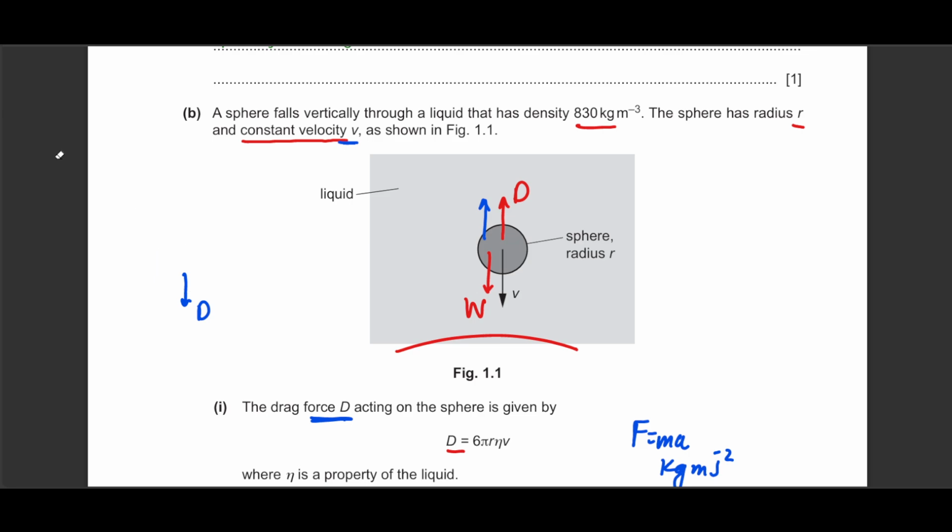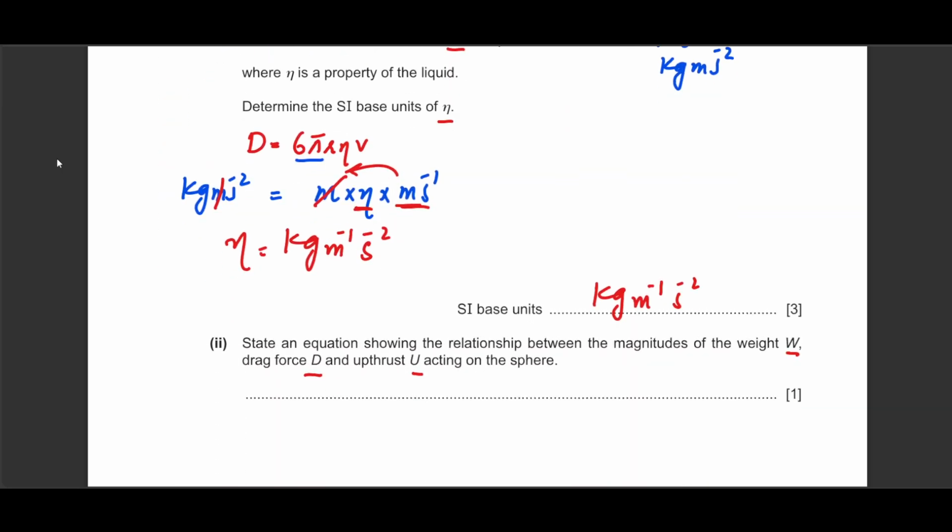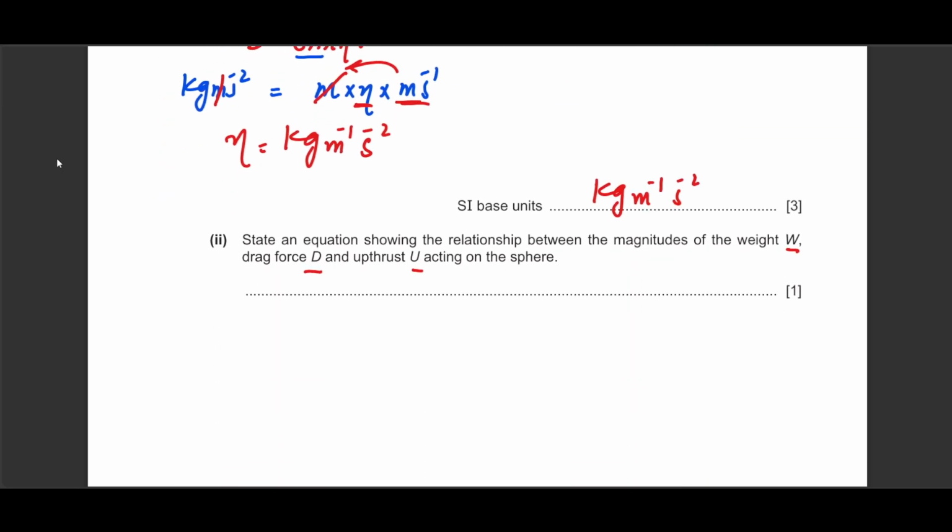Drag purely opposes motion. In this one, he says that it falls vertically downwards, which means it's going down. Drag will be upwards. This is my upthrust. If it is moving at a constant velocity, the acceleration is 0 and the resultant force on the object is 0, which means that all the upward forces, upthrust plus the drag, are equal to the weight. So drag plus upthrust equals weight. You could also have written W equals upthrust plus drag.